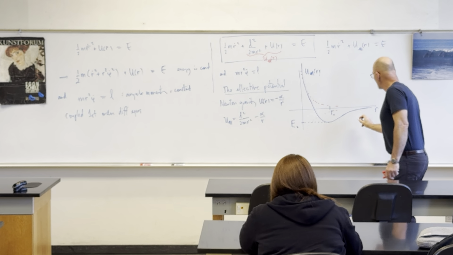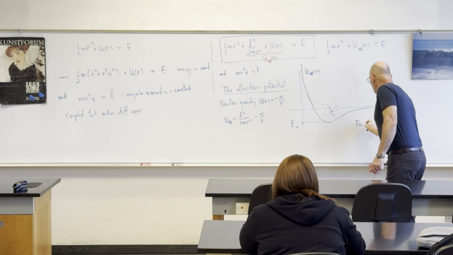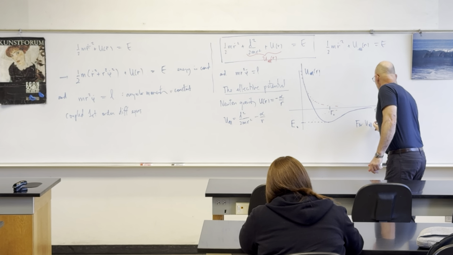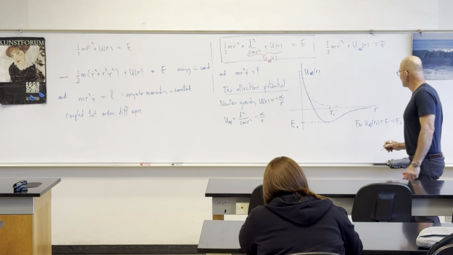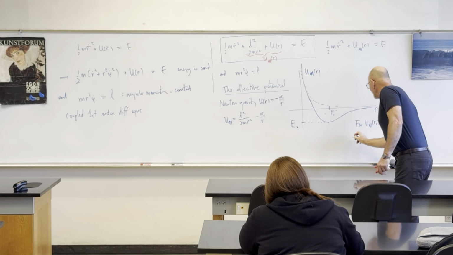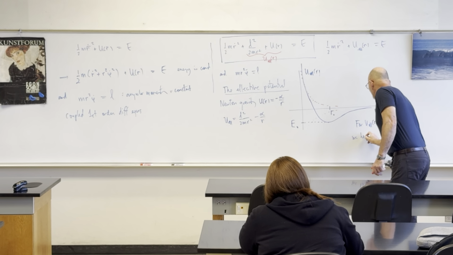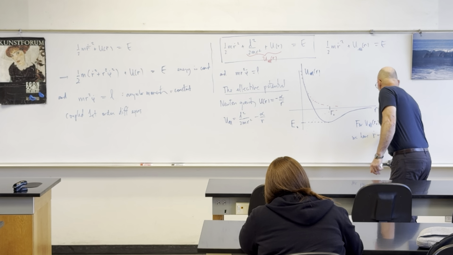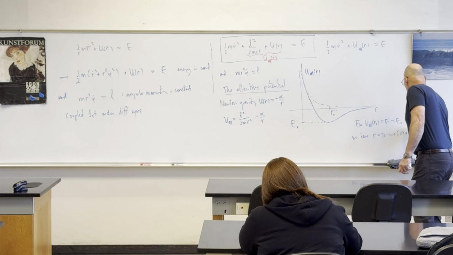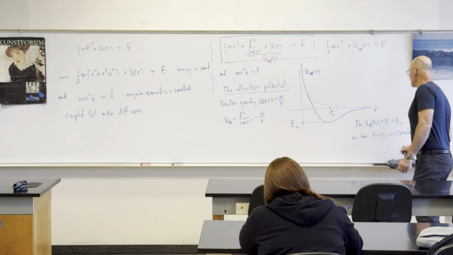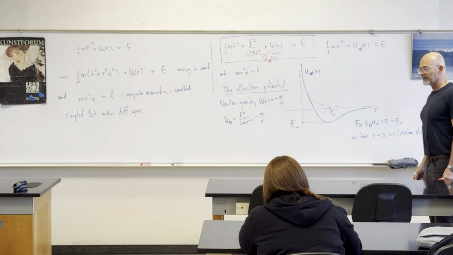So for U effective of R sub 0 equals E, let's call it E sub 0, we have R dot equals 0, and that means it's a circular orbit. So you get a circular orbit off that.